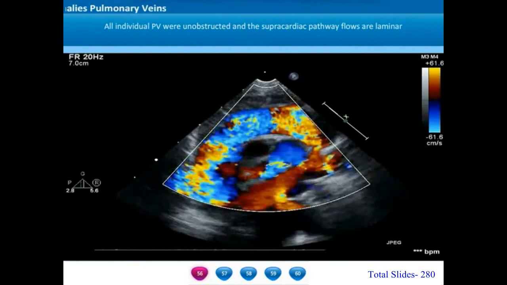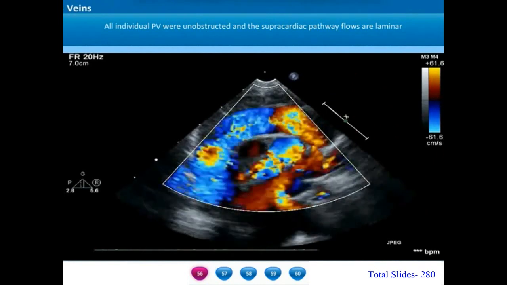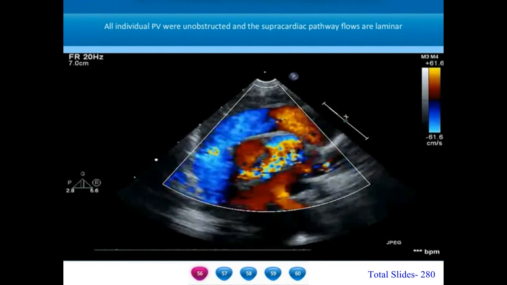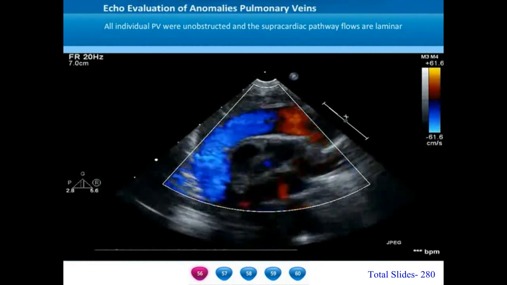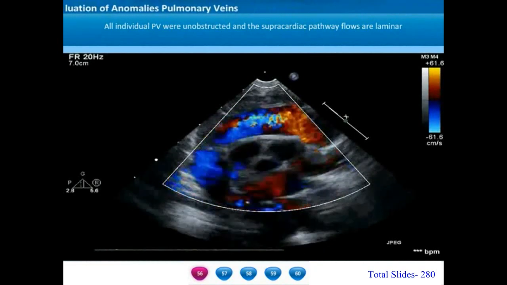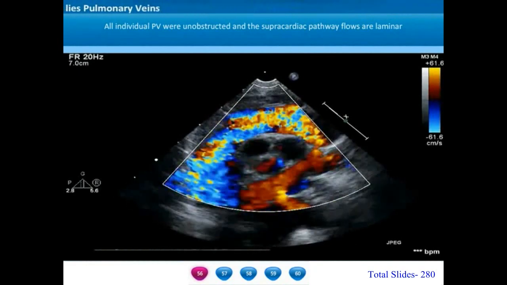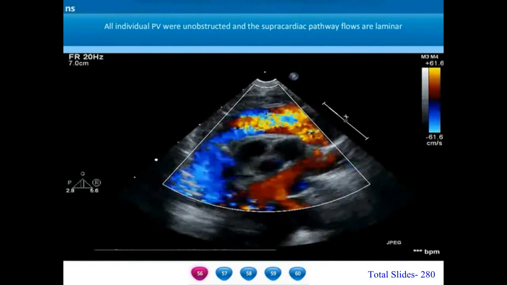In this suprasternal view, with a broad color sector, we are able to clearly appreciate all the pulmonary veins converging to the common chamber, an unobstructed flow from the common chamber into the left vertical vein. There is no obstruction at the level of the bronchopulmonary vise. The flow into the left innominate vein and subsequently into the right superior vena cava is looking laminar.